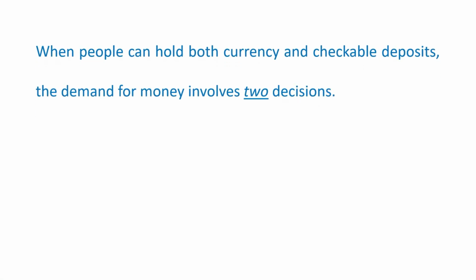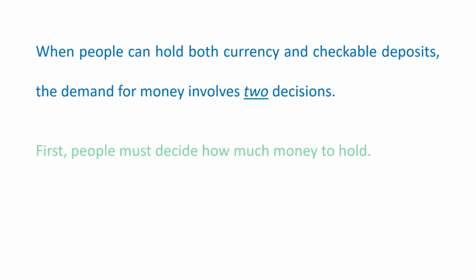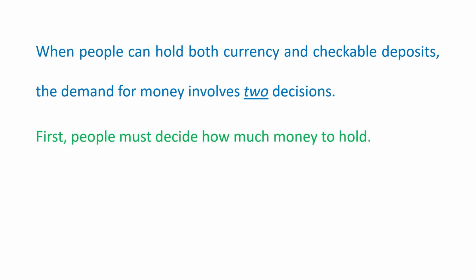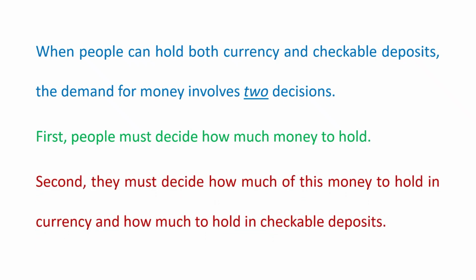When people can hold both currency and checkable deposits, the demand for money involves two decisions. First, people must decide how much money to hold. Second, they must decide how much of this money to hold in currency and how much to hold in checkable deposits.